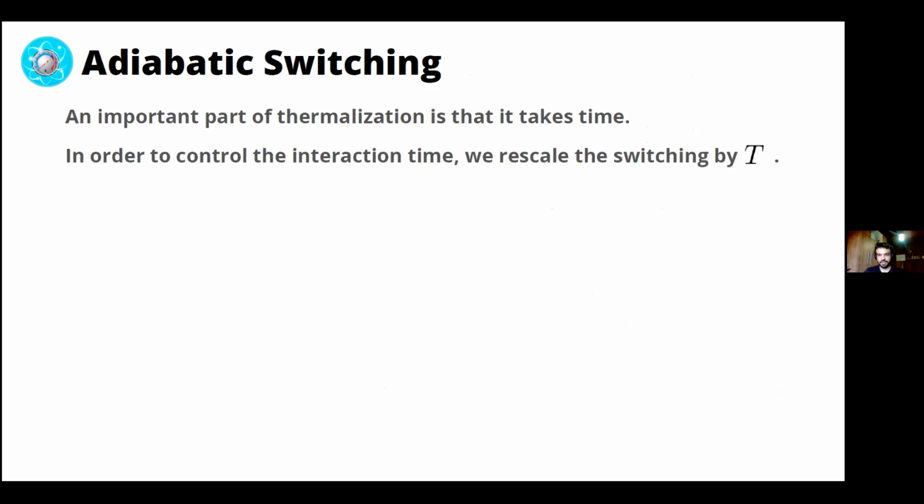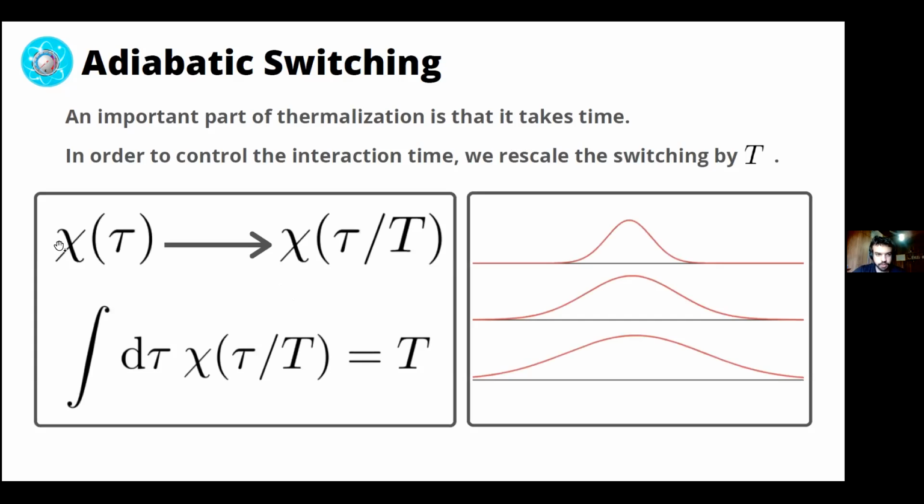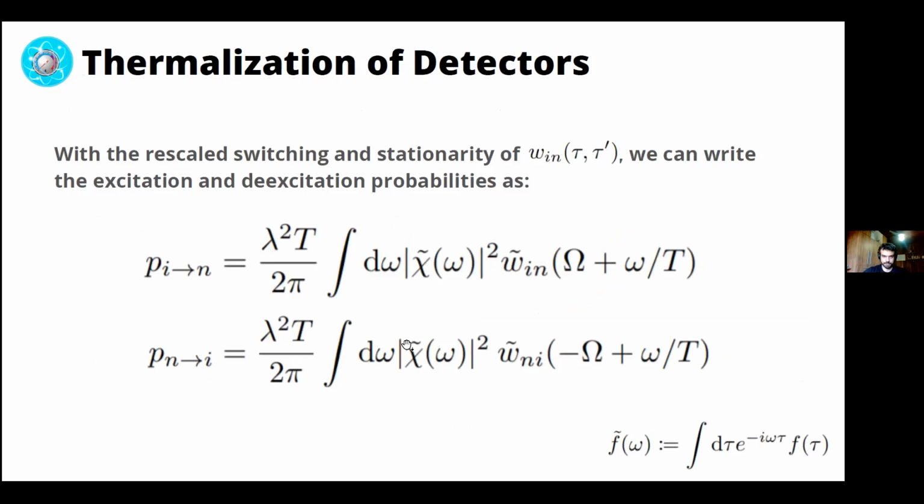This is an important part whenever you're talking about thermalization. So what I'm going to do is use a very standard procedure, which is to rescale the switching function by t. Essentially, if we had a chi of tau such that its integral would be 1, then I'm going to talk about chi of tau divided by t. So as t increases, I will be increasing this effective time where the interaction takes place. So in the tube version, I would be increasing the size of the tube, of the space-time smearing function, smearing tensor in this case. And then the integral of chi of tau divided by t will simply be the standard time duration of the interaction.